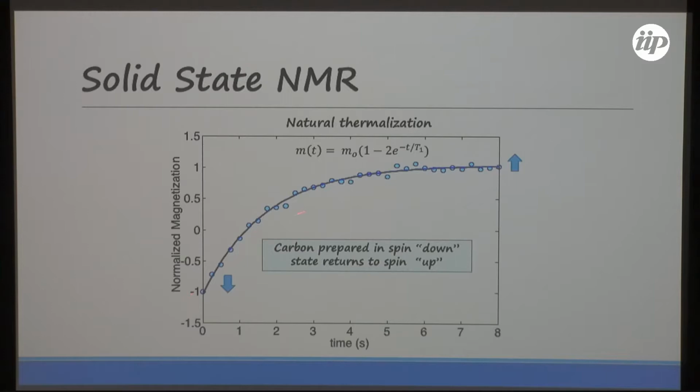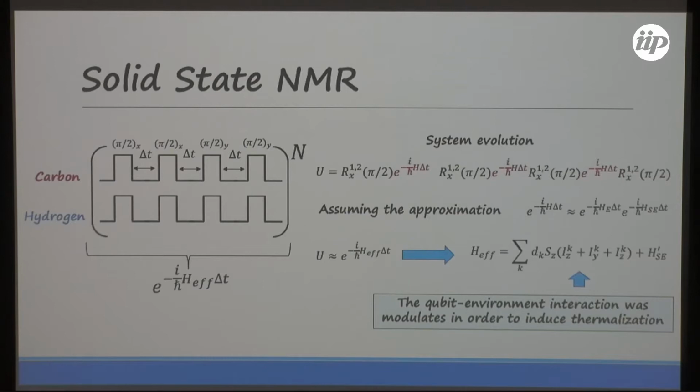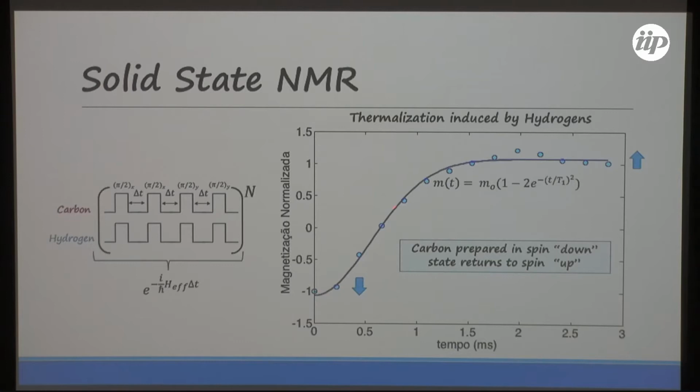This is an experiment. You see the thermalization of the carbon: the natural thermalization without applying the sequence. The time scale here is seconds, and it thermalizes in more or less 8 seconds. But when we apply that sequence, this thermalization curve changes. This means that the carbon is no longer thermalizing with its natural bath, but now it is thermalizing with the hydrogen bath.